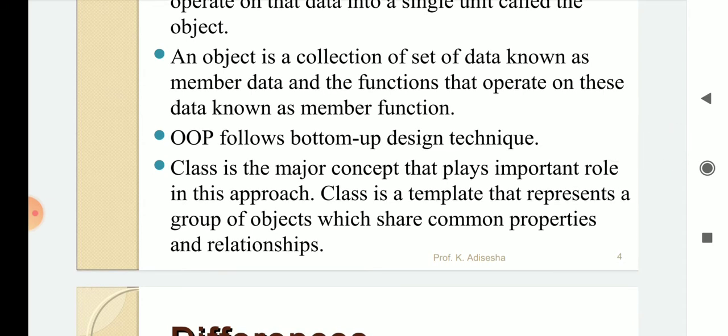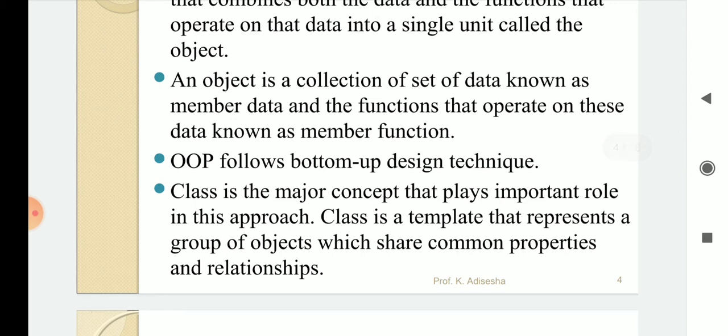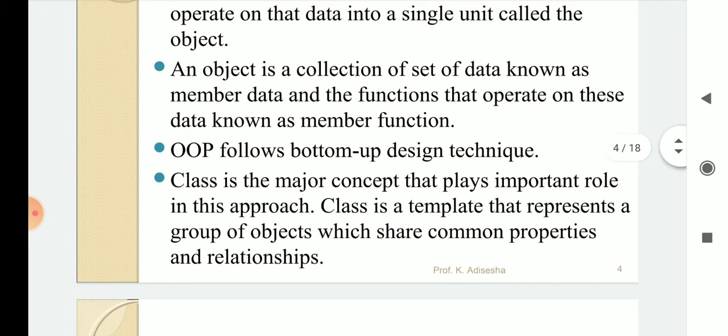Dear students, in case of OOPS, we also take the help of a class. Now what is a class? It is a template that represents a group of objects that share some properties and relationships. So these are a few things regarding OOPS.